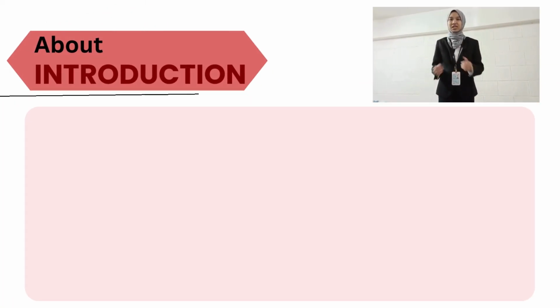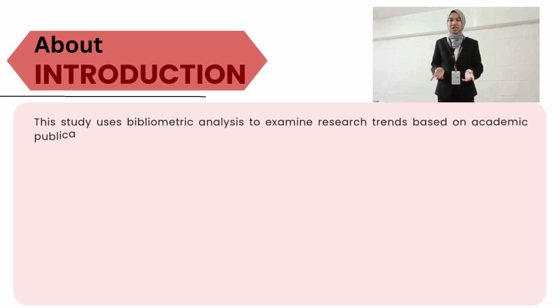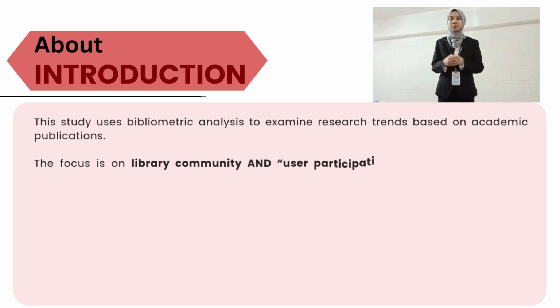For introduction, this study used bibliometric analysis to examine the research trend based on academic publications. This focused on the library community and user participation, which refer to the user involvement in library services and activity.